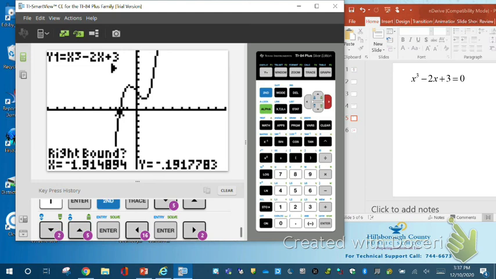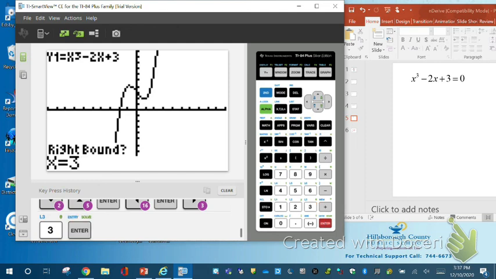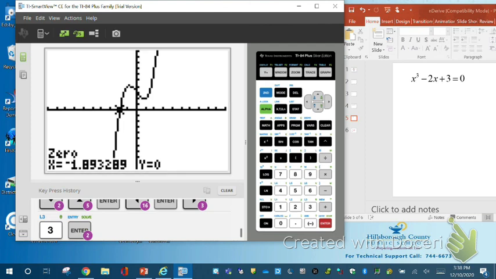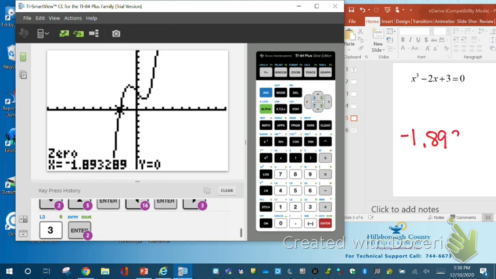So now I'm going to arrow to the right and hit enter, or hit a number that's to the right, like 3, enter. Okay? Either arrow and hit enter, or choose a number that's to the right and hit enter. Then my calculator is going to look in between those arrows for that x-intercept. It always says guess, it's useless, just hit enter. That's the actual x-intercept right there. And you want to round it, of course, 3 digits to the right of the decimal. So my final answer would be -1.893.